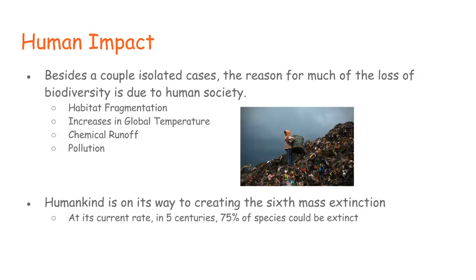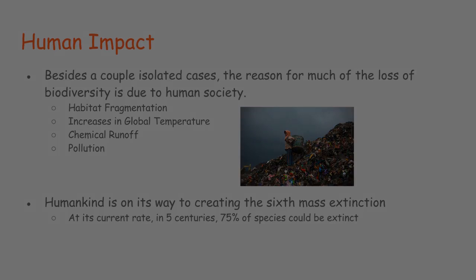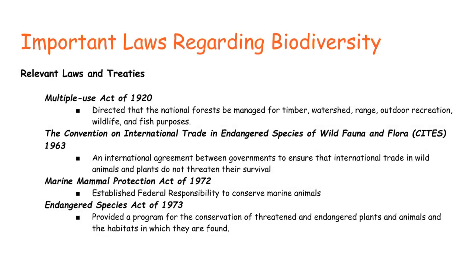Aside from that, a couple of important laws that do regard biodiversity that are important to know on the AP exam are the Multiple Use Act of 1920, basically understanding that the national forests are managed for resources such as timber, watershed, outdoor recreation, and wildlife and fish purposes. CITES, the Convention on International Trade in Endangered Species of Wild Fauna and Flora. Basically, it's an agreement between governments to ensure that the international trade in wild animals and plants does not threaten their survival.